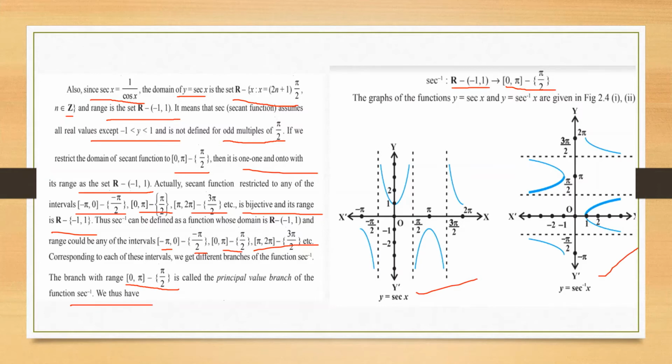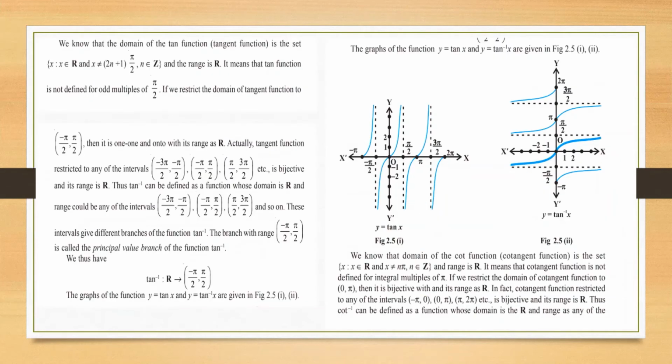We know the domain of the tan function now. Tan is sine upon cos, remember. So as in secant, where cos was not 0, here x should not be an odd multiple of pi by 2. And the range is R. It means the tan function is not defined for odd multiples of pi by 2.